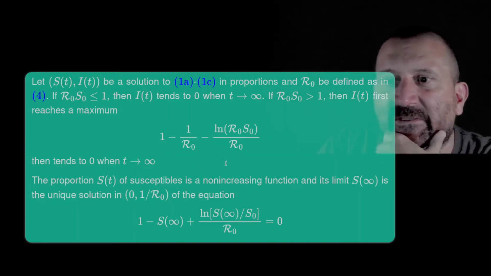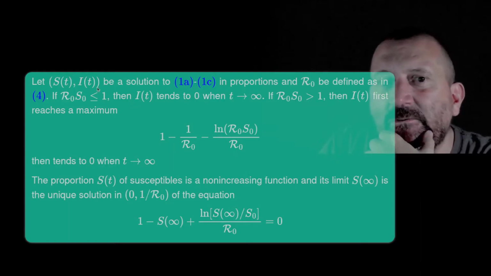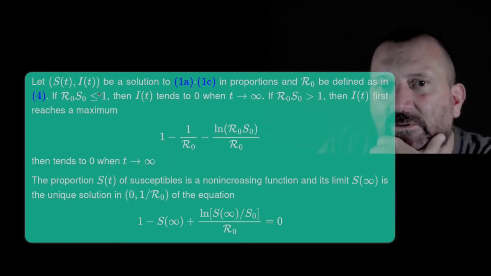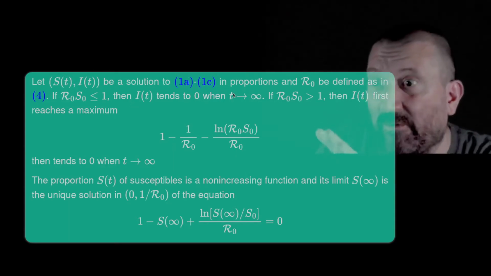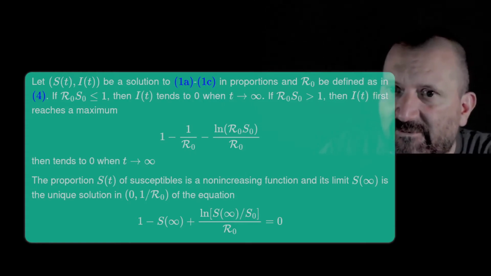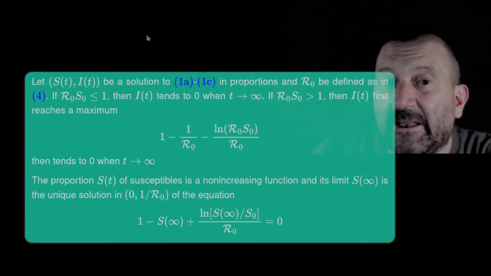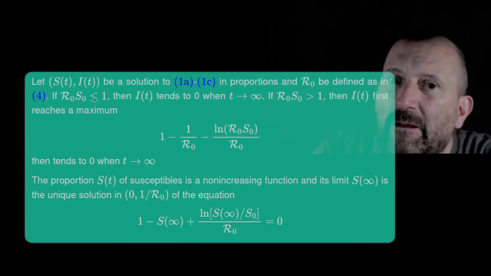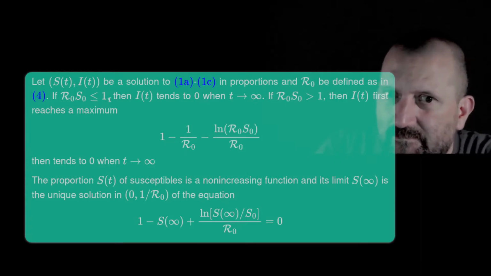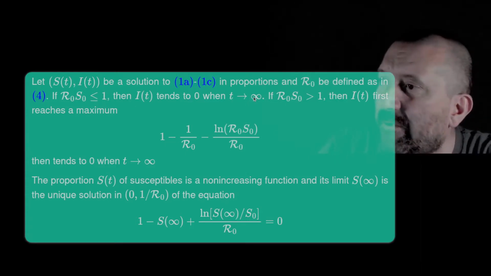And so what we get is a result like so. If I have a solution to my system in proportions, and I'll stress this is the result in proportions, and I define R0 as beta over gamma, then if R0 times S0 is less than 1, then I of t goes to 0 when t goes to infinity.